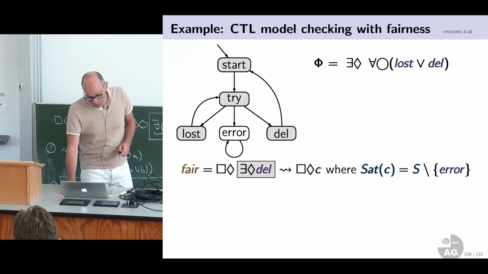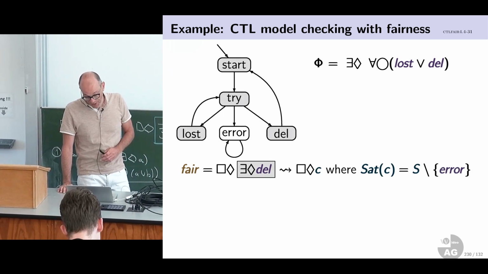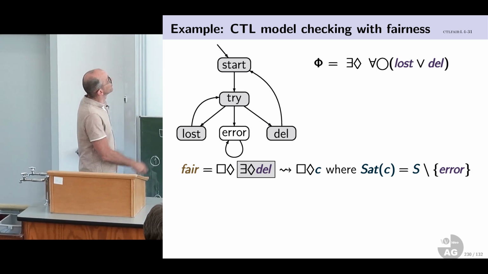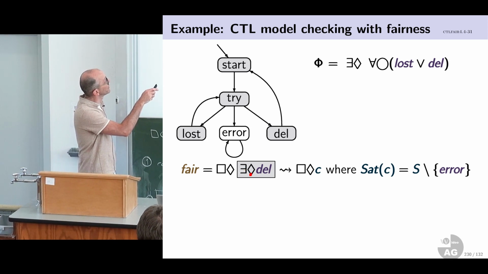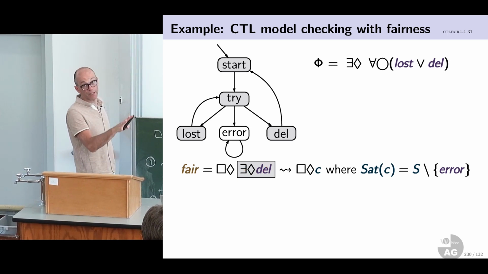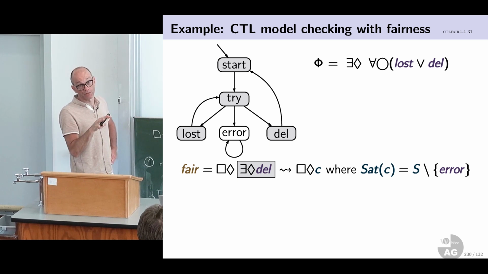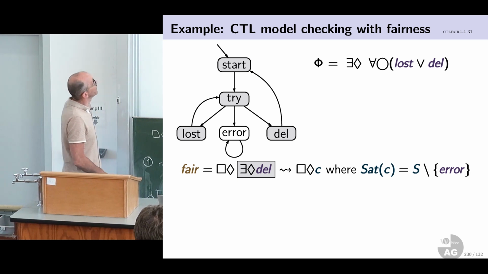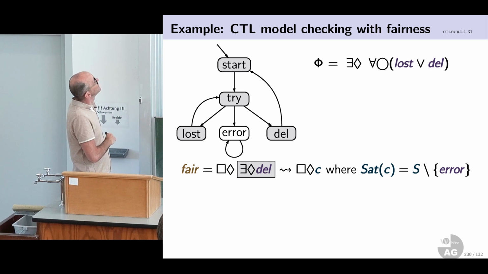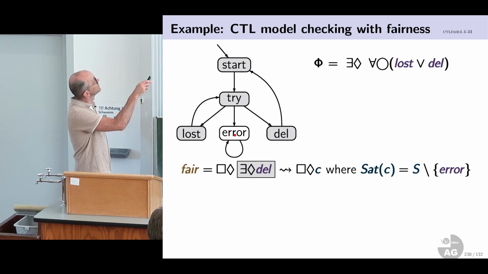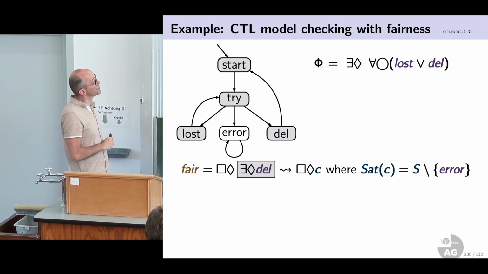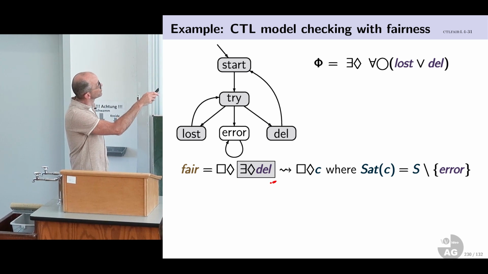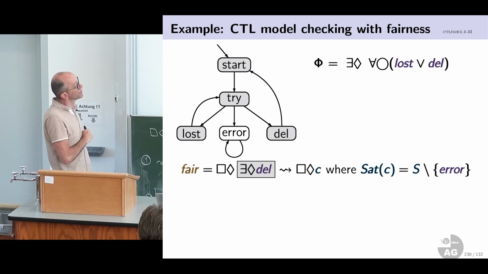Good. The first thing that we're going to do is pre-processing. So the pre-processing says, look at the fairness assumption, try to check which states satisfy the fairness assumption. So we're going to check which states satisfy there exists eventually del, without taking the fairness assumption into account, just plain CTL. So you look at the transition system and you check which states satisfy there exists a path that eventually goes to del. This holds for all states except for the error state, but for all other states you can eventually reach the del state. So this means that I can now replace this fairness assumption by this fairness assumption: infinitely often C.